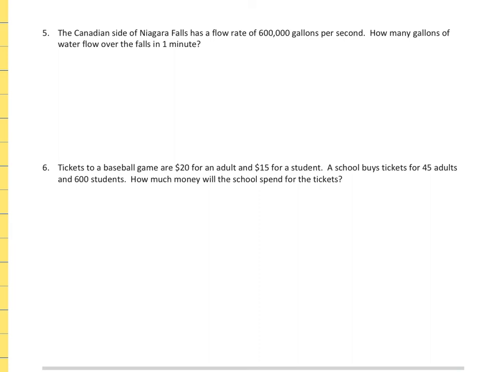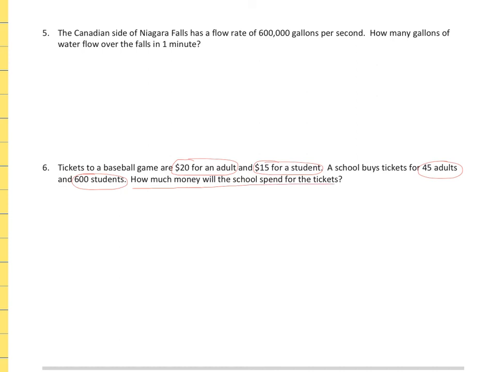And the final one for this lesson is number 6. Let's go ahead and mark that up and read it. Tickets at a baseball game are $20 for an adult and $15 for a student. A school buys tickets for 45 adults and 600 students. How much money, the question says, will the school spend?